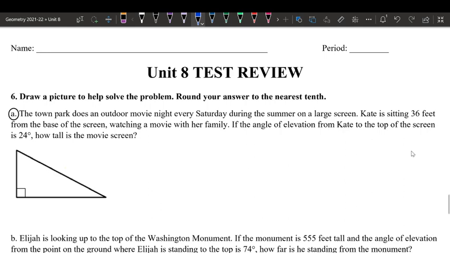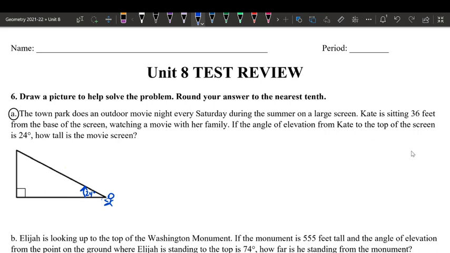I didn't go over what angle of elevation was, but you won't be required to know that for the test, so it's okay. That is the angle from your point of view. If you're looking up at something, that's an angle of elevation. If you're high and you're looking down, like on top of a building, that would be an angle of depression. Since Kate is sitting on the ground, we'll just say she's right here. There's an angle where she's looking up at the screen. So that's an angle of elevation of 24 degrees.